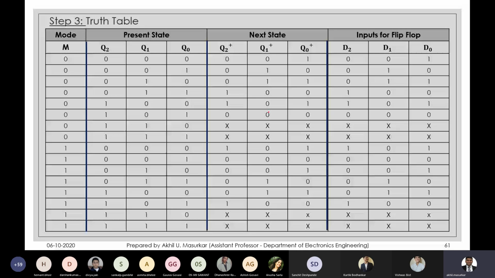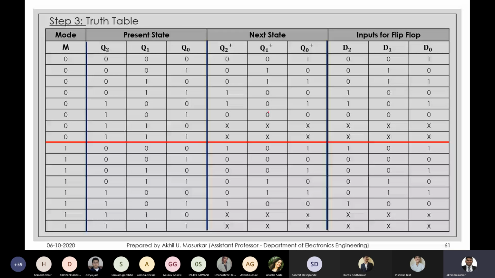So from where did we get this thing? From where did we get Q2, Q1 and Q0? We got this from the transition table. So that is what it is. Now you can see here, I have divided the table into 2 parts. So that red line indicates that division.